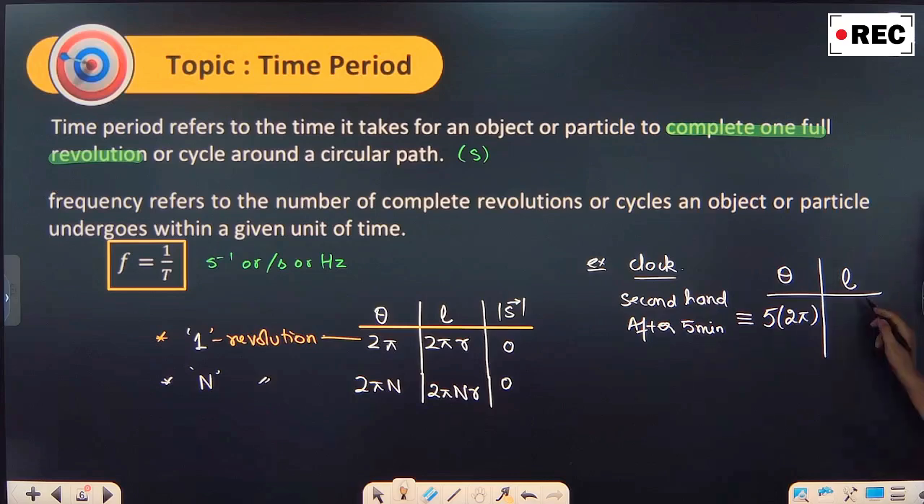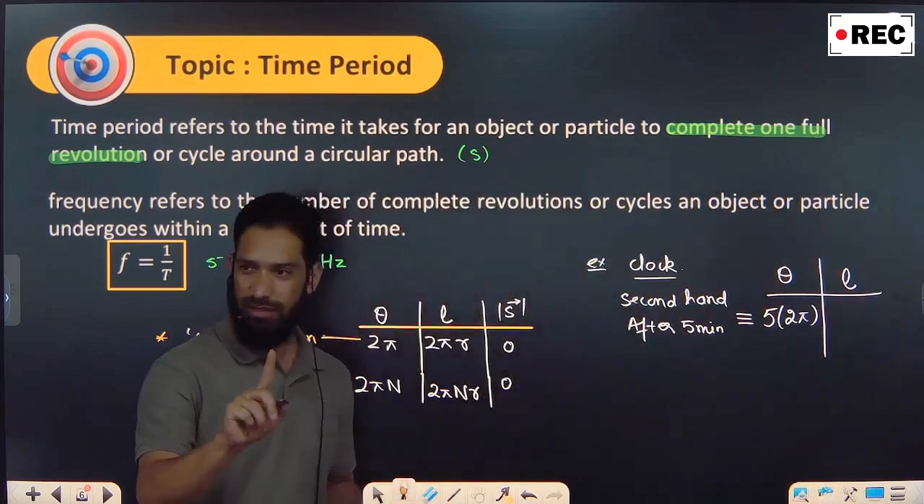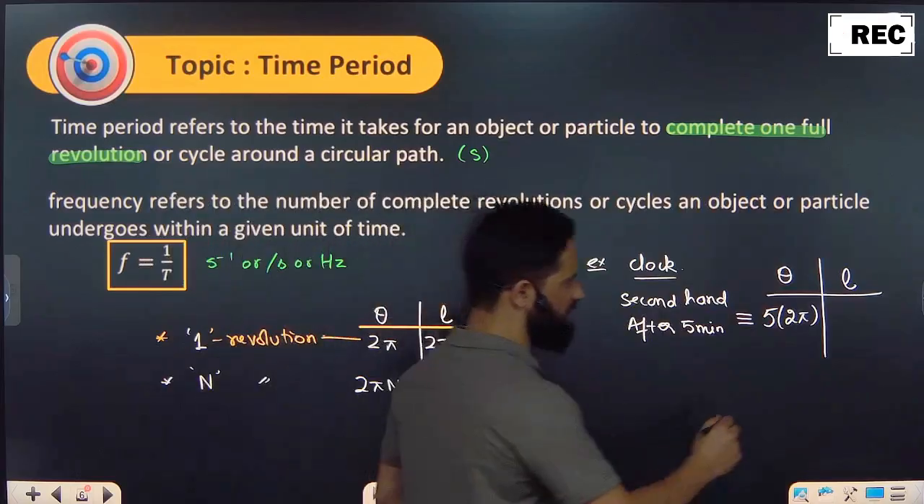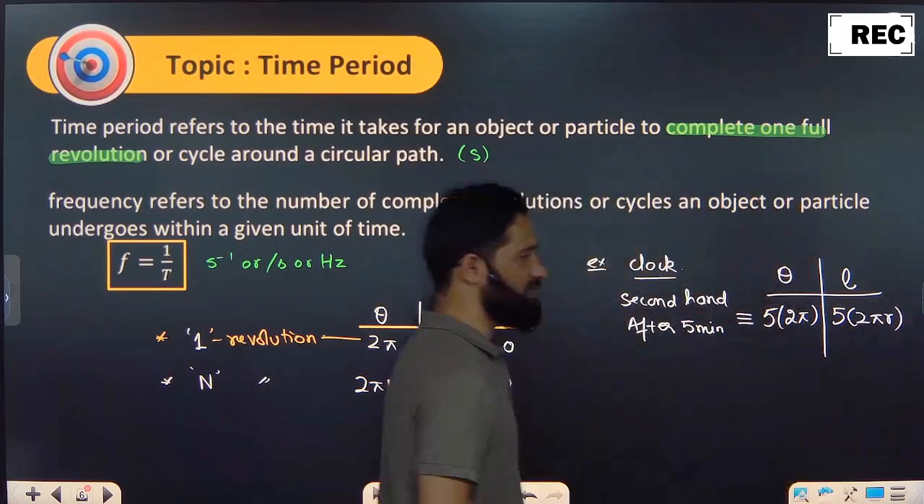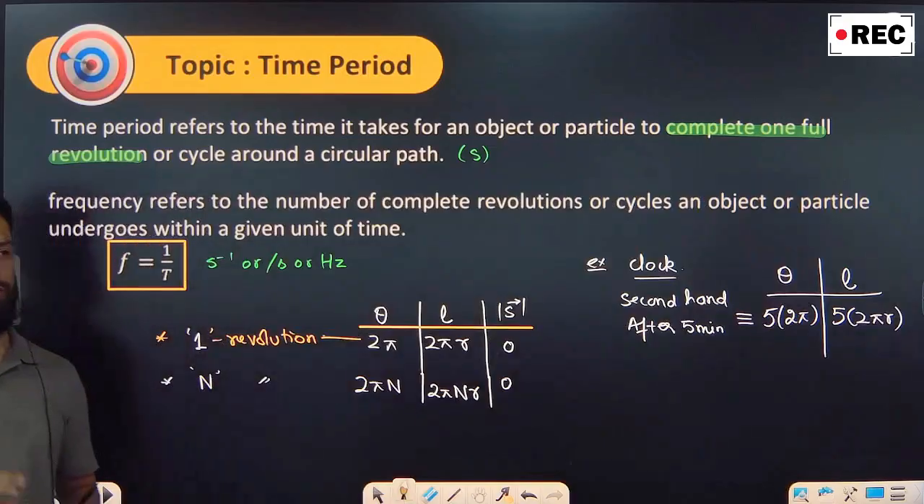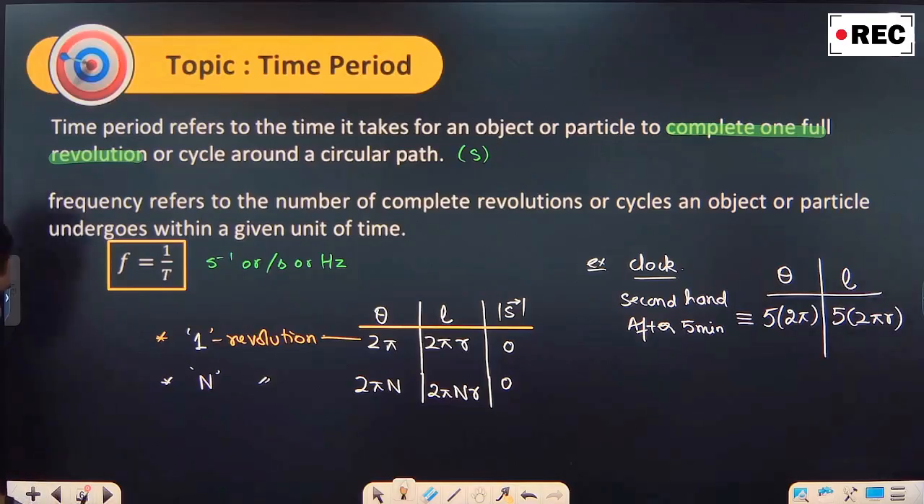Got it? So how much is the distance covered by the tip of that second hand? 2 pi r is in 1 revolution. In 5 revolutions it will be 5 into 2 pi r. This is the answer. You got it? So you are telling me how much is the angle subtended at the center and how much is the distance covered by that body around the circle.